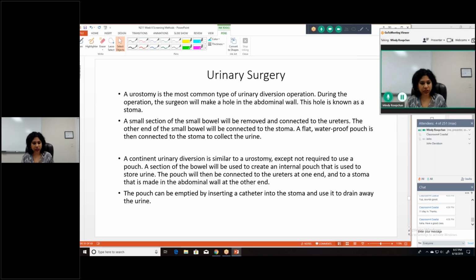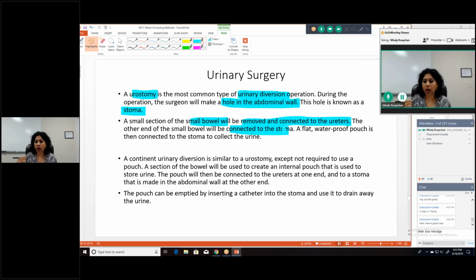And then urinary surgery. A urostomy is the most common type of urinary diversion operation. The doctor makes a hole in the abdominal wall known as a stoma. A small part of the small bowel is removed and connected to the ureters. The other end is connected to the stoma. A flat waterproof pouch is then connected to the stoma that is going to collect the urine. And I have pictures of that too.